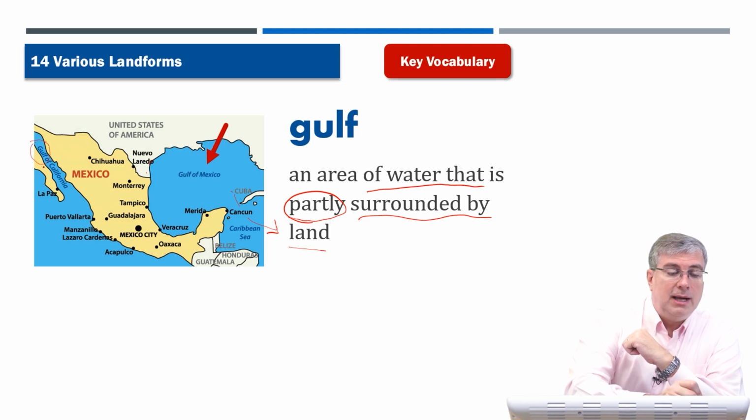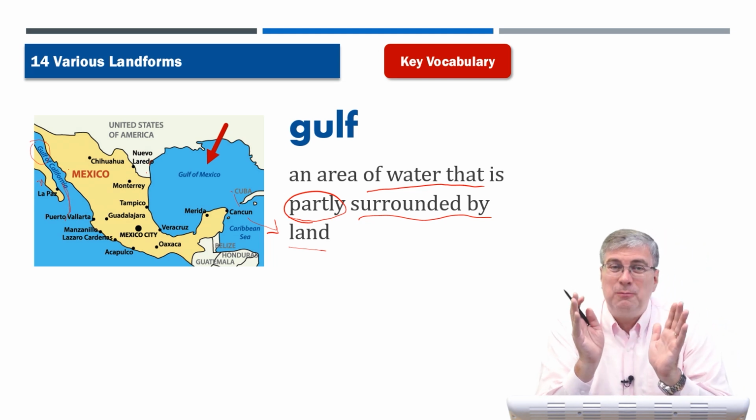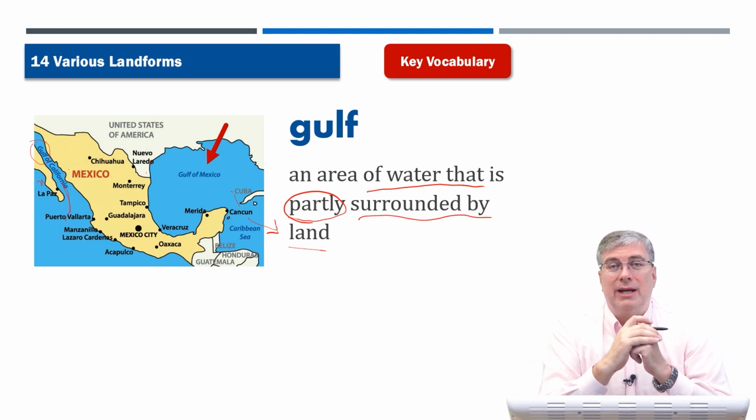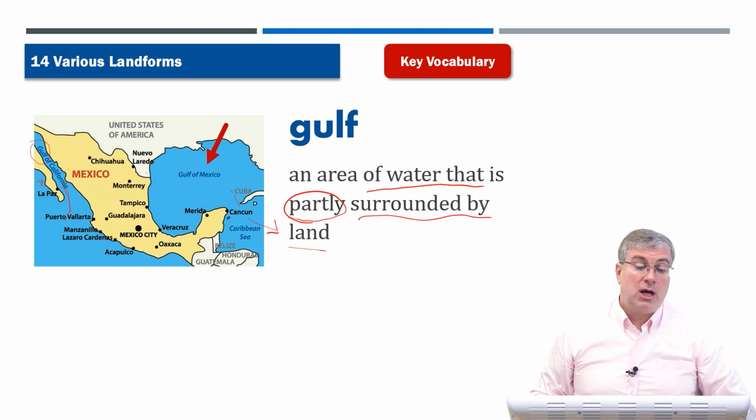And of course, you can see over here, the Gulf of California. It's very similar, right? Because Baja California comes down here. This is Mexico, of course. And then the rest of Mexico is over here. And you have some ocean that opens up into the Pacific Ocean. It's not completely surrounded. It's open to a larger body of water. So we call it a gulf, okay? So that's a gulf.